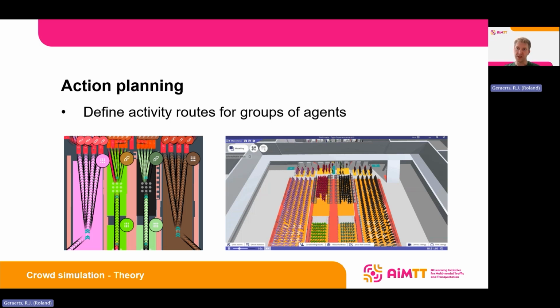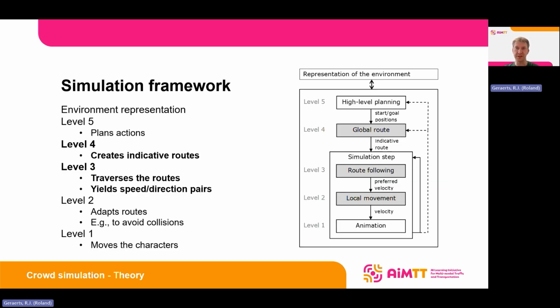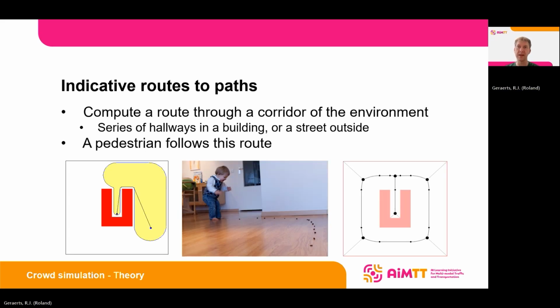Once we know the start and goal positions for each agent, the next step is to connect these locations and determine how pedestrians will travel between them. This is handled by levels 4 and 3 of the simulation framework. Let us take a closer look at those levels, where indicative routes are transformed into actual movement paths.